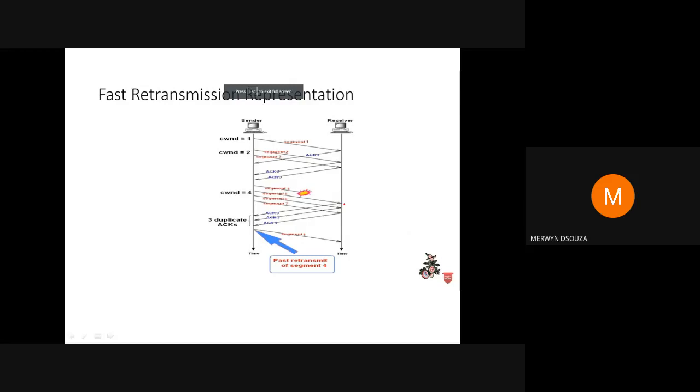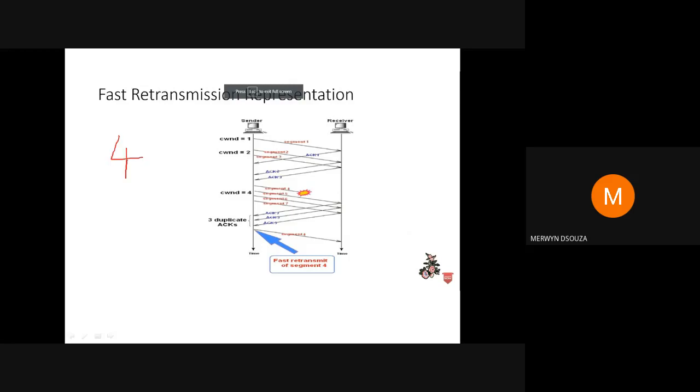Since the receiver has not yet got segment 4, but it has got segments 5, 6, and 7, it needs some way of telling the sender that it got segment 5 but not segment 4. In order to do that, TCP has a mechanism wherein it makes use of the previously sent acknowledgement of the packet that was received successfully before the packet that was lost.